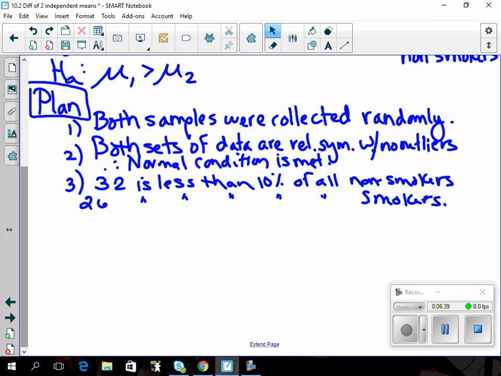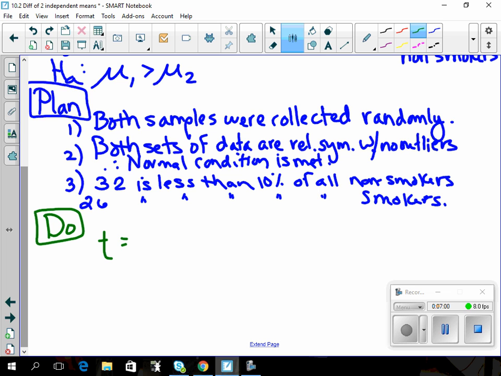So what's the next step? We got to do it. Okay? So when we look at performing the test, we need a test statistic and a p-value, and this is where you're going to be doing that. Let's start with our test statistic. It is a t. Now we got to think about what we're going to be doing here. The formula for any test statistic is the statistic minus a parameter over the standard deviation.